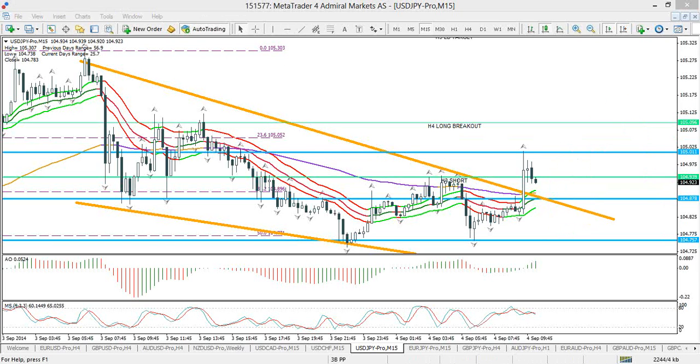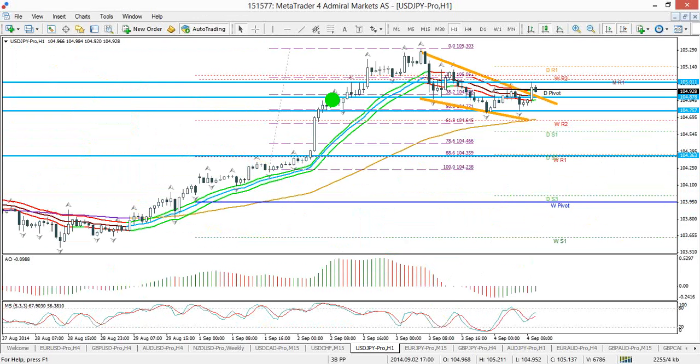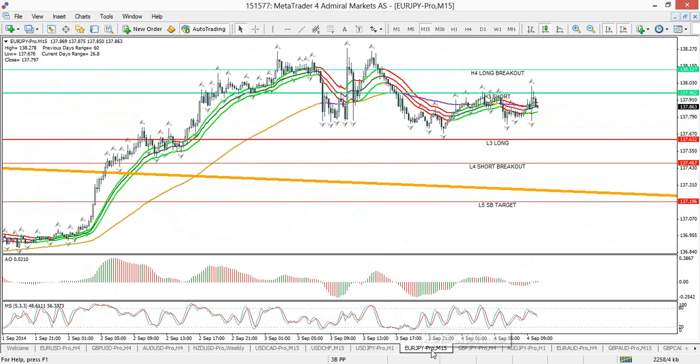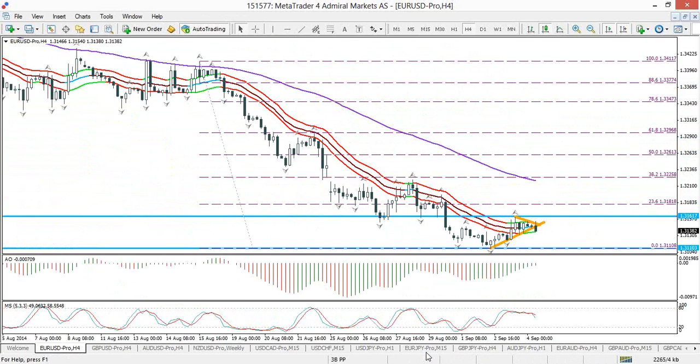So that's the idea of the dollar-yen for the moment. And I'm still long from yesterday, from 104.90-ish here from this zone. It's about break even at the moment. So let's see. Euro-yen is making kind of a correction here, I would say. So it depends how much the euro will do. It too is vulnerable with the euro interest rate decision.